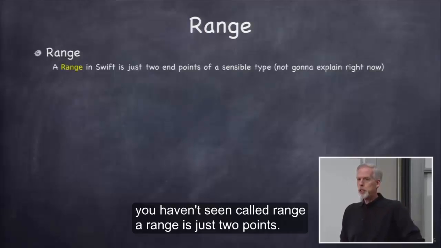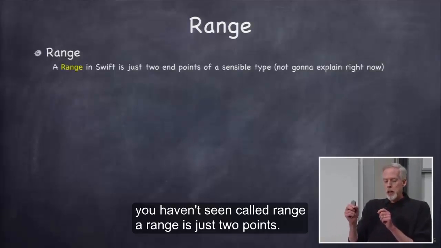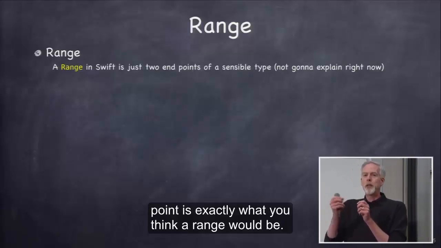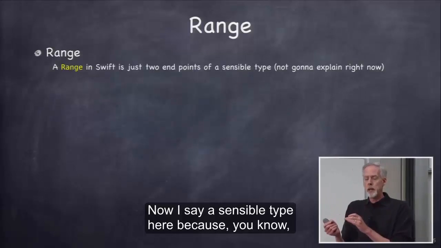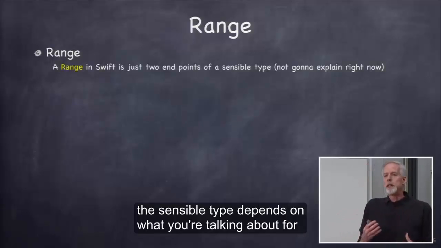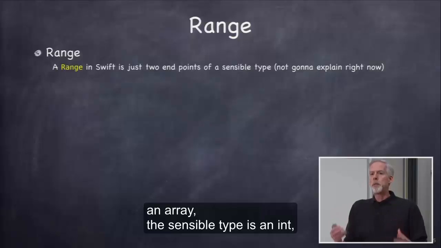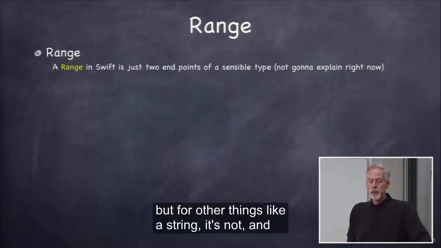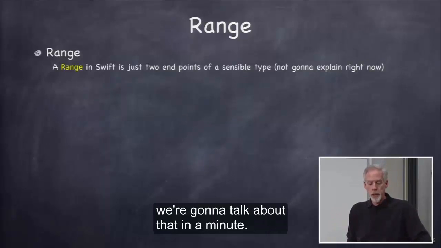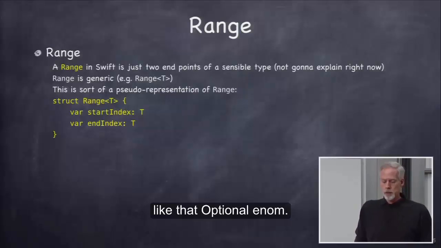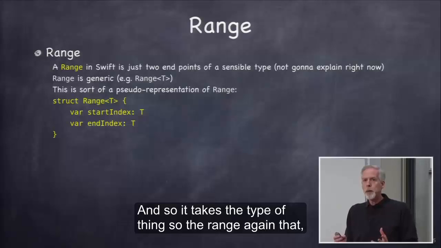A range is just two points of a sensible type: a starting point and an ending point. It's exactly what you would think a range would be. I say a sensible type because it depends on what you're talking about. For an array, the sensible type is an int, but for other things like a string, it's not. We're going to talk about that in a minute. Range is also a generic, just like array or that optional enum, and so it takes the type of thing.